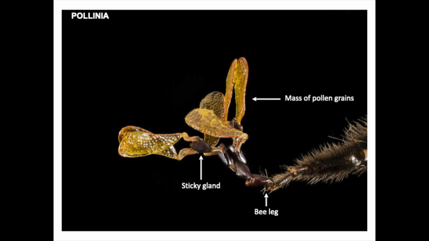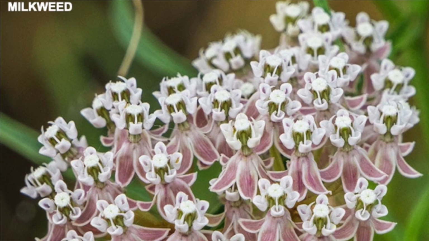So here we have what are called pollinia, and this is the leg of a bee, and then you can see these sort of sticky structures right here, and then they have these sort of wings. Each of these wings is a mass of pollen. And so that way, a whole bunch of pollen grains can be transferred at once instead of just each individual grain. So some flowers have evolved this strategy, like milkweed is one.